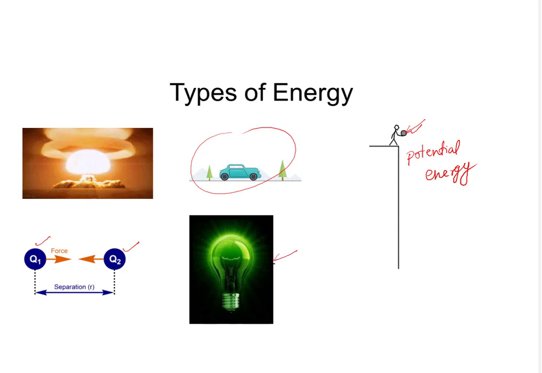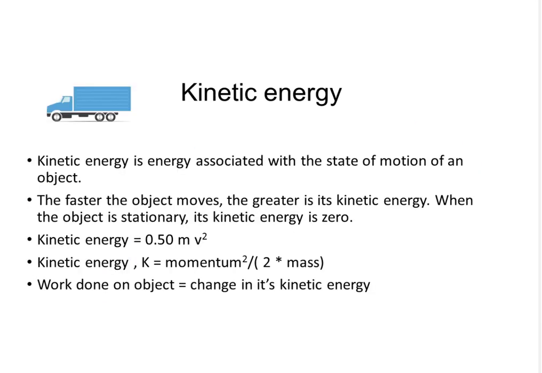Now there is light energy, which is the energy radiated in the form of light by this electric bulb or the sun. Okay. Now let's talk about kinetic energy. Kinetic energy is energy associated with the state of motion of an object. Look at this truck. When this truck is moving, it will have some kinetic energy because it is moving. When this truck is at rest, at that time its kinetic energy will be zero.